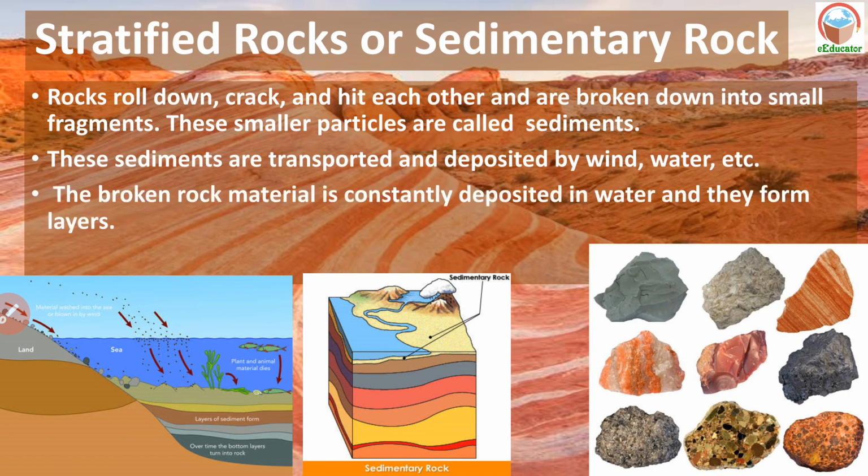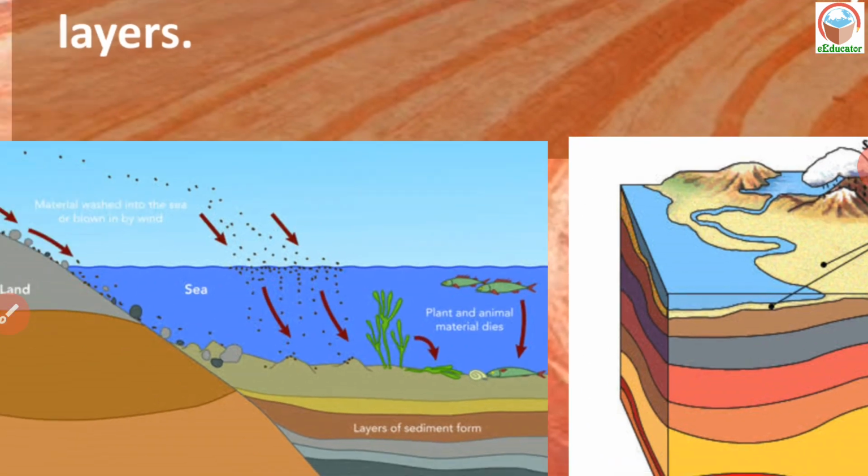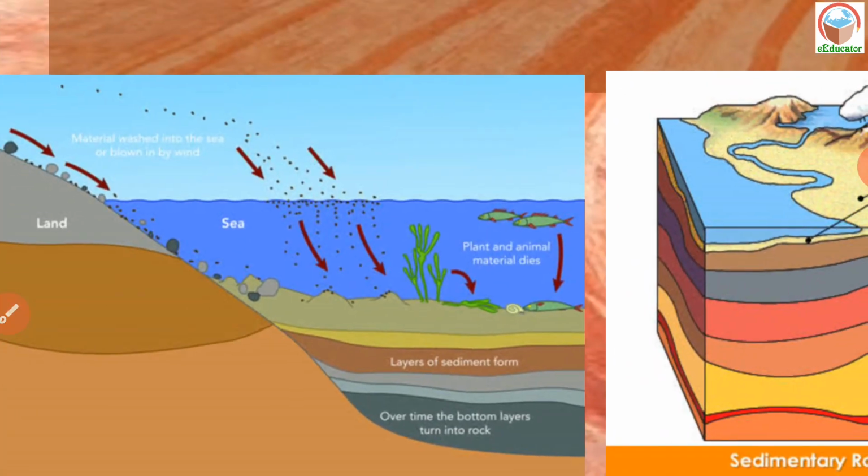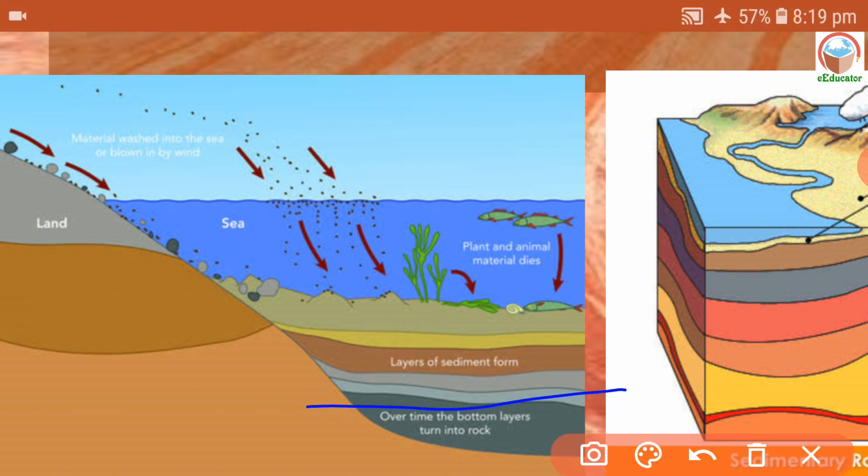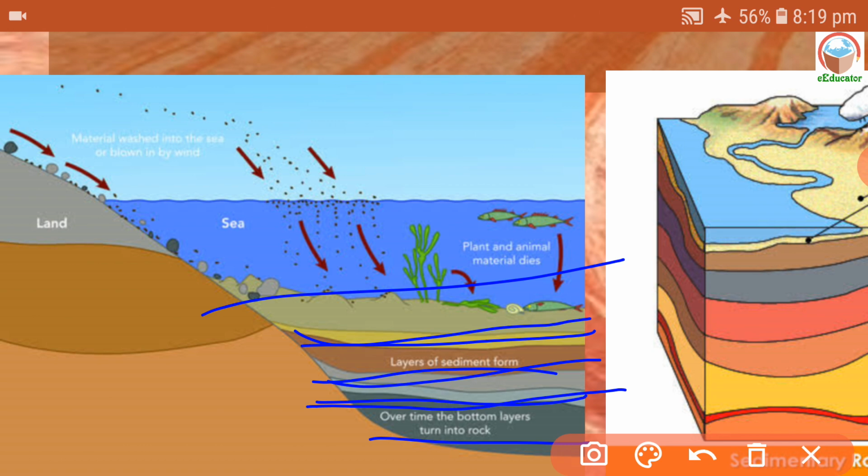So the broken rock material is constantly deposited in water and then forms a layer. So look at here. You can see here the small and large particles of rock eroded by air, otherwise water, carried out, and slowly and gradually settled down on the earth's crust, on the earth's surface, and it creates different layers. You can see here the different layers are created, look at. So that creates a different layer slowly and gradually, one down and iske upar, iske upar, iske upar, aise layer ka formation hota rehta hai.